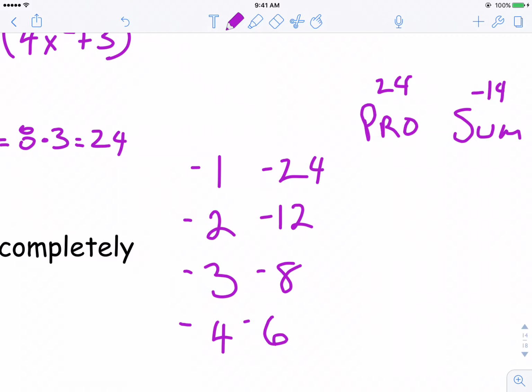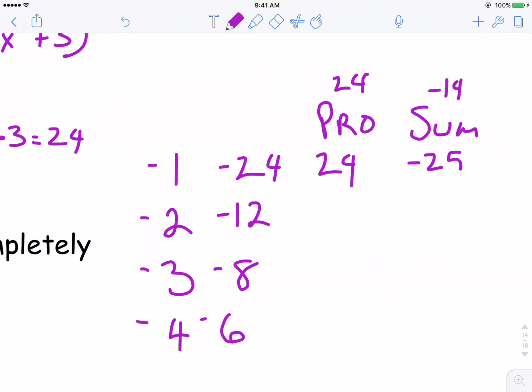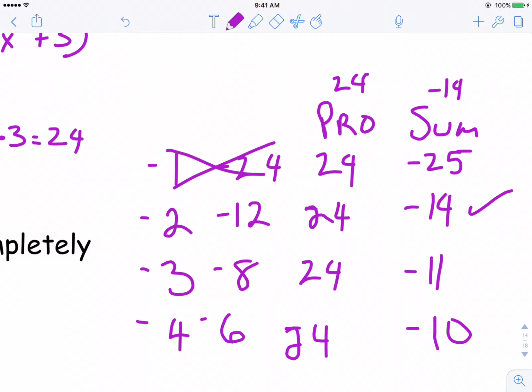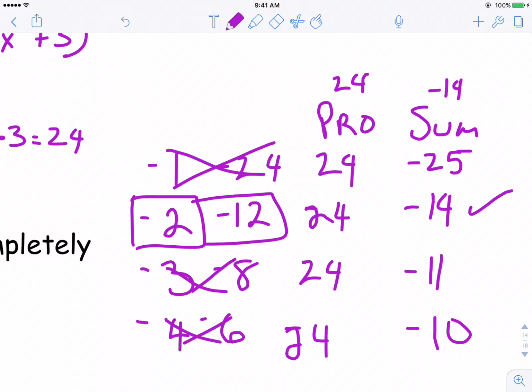So I look at my products. Negative 1 times negative 24 is 24, but when I add those two together, I get negative 25. So this is not going to work. Negative 2 and negative 12, yes, gives me a positive 24. Negative 2 plus negative 12 is a negative 14. So that's actually the one we're looking for. I could check the rest. This is going to give me 24, but this would actually give me negative 11. This would give me 24, but this would actually give me negative 10. So this one's not going to work. This one's not going to work. There's my combination of integers, negative 2, negative 12. That gives me a product of 24 and a sum of negative 14.